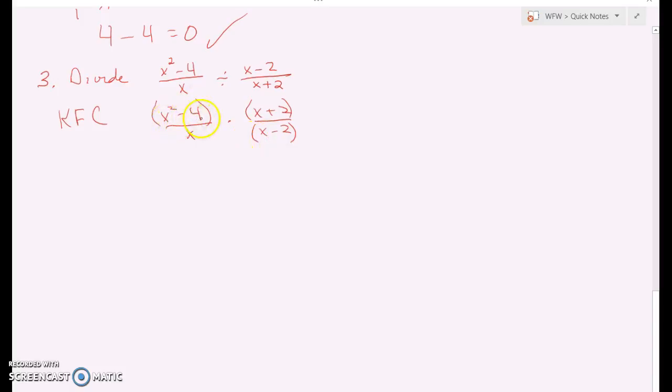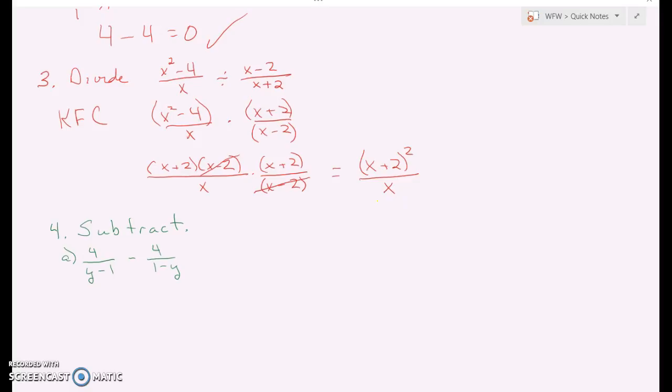But look at the x squared minus 4. It's a difference of squares. It's x squared and 2 squared. So we can rewrite that as x plus 2 times x minus 2 over x, and then it's going to be times x plus 2 over x minus 2. I like putting parentheses around binomials to remind me that those are factors that can be canceled. So my x minus 2's cancel, and nothing else cancels, so I'm left with x plus 2 times x plus 2, which is x plus 2 squared over x.